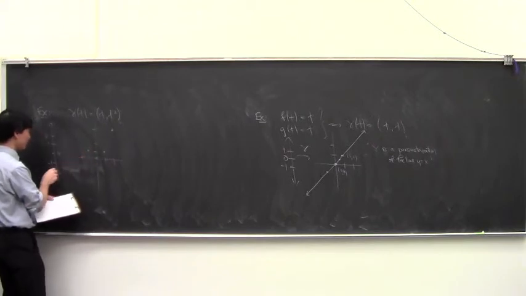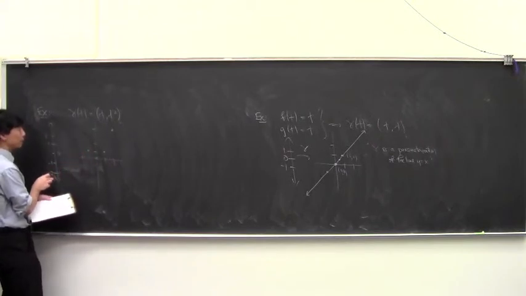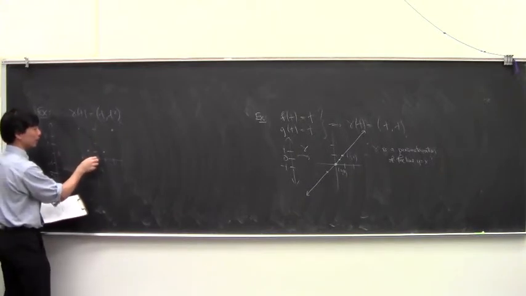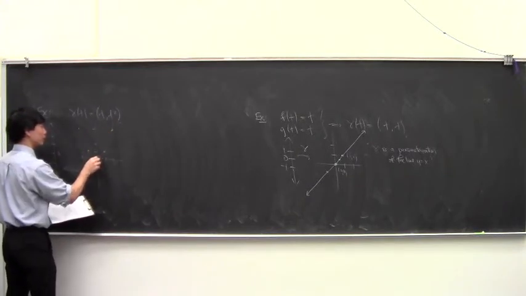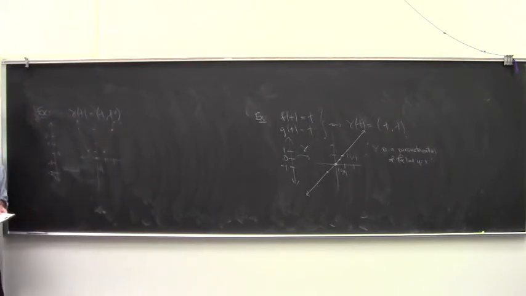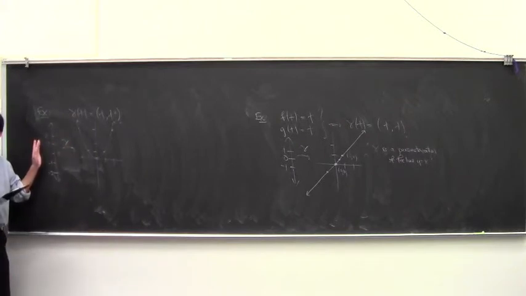At time -2, where is it? We have -2, comma 4, right? And you see what this is parametrizing. This is a parametrization of the parabola.